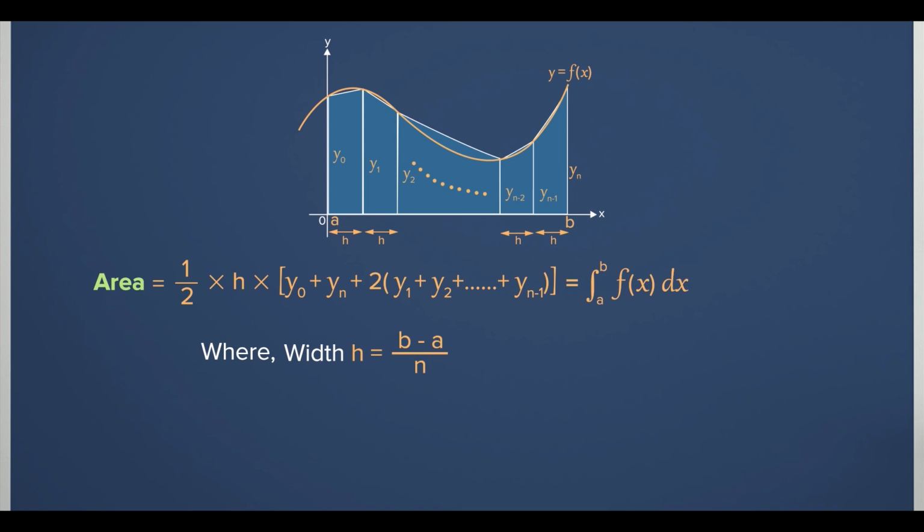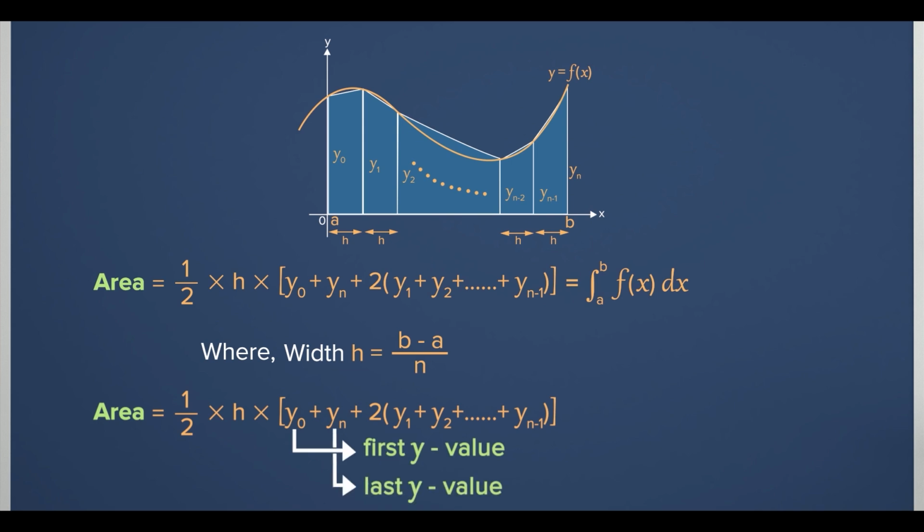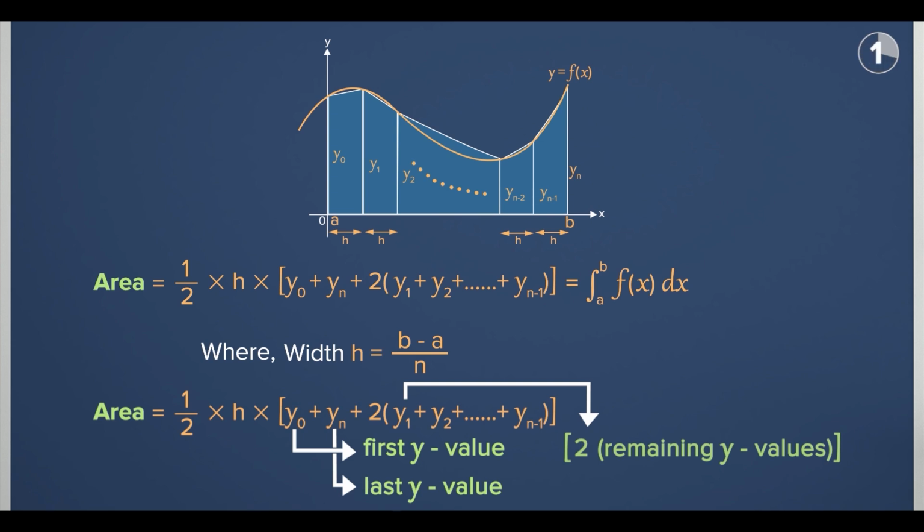This formula is pretty easy to remember because inside the bracket, we just need to add the first and last y values and multiply the remaining sum of numbers by 2. That's a good observation, Prashana.